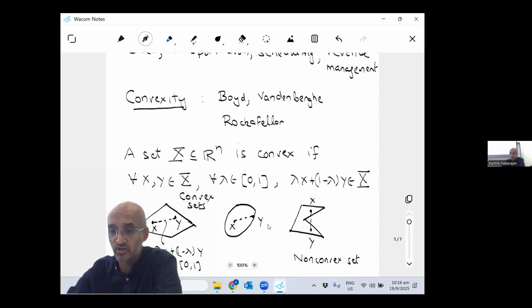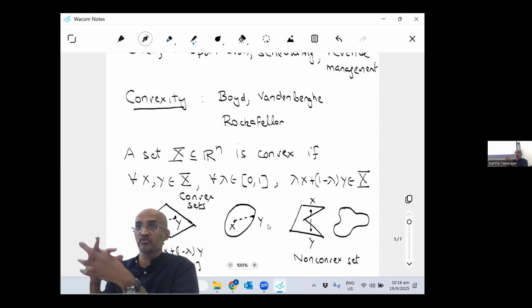Here's another non-convex set. This is also non-convex. You can check this. You can find points X and Y such that points in the middle may not lie in the set. So is the definition clear for a convex set?